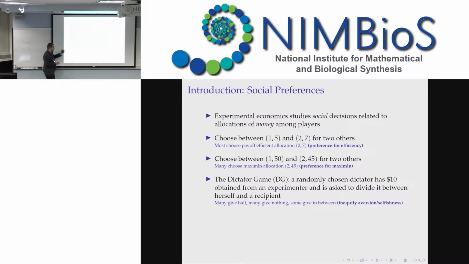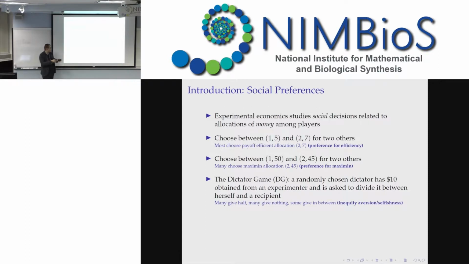Then in the Dictator Game, I'm sorry, I put the descriptions even though everyone knows what the Dictator Game is. I thought in case, because Sergey sent this message that we should prepare for a general audience. But what's important here is a randomly chosen dictator, which is crucial, who has $10 given to him by an experimenter. So it's windfall money. She is asked to divide it between two people, herself and someone else. What happens here is many people give half, many people give nothing, some give something in between.